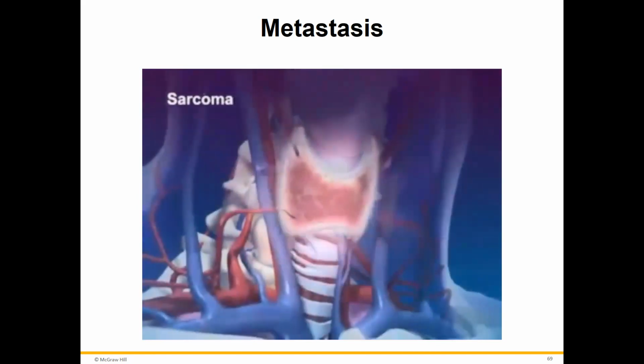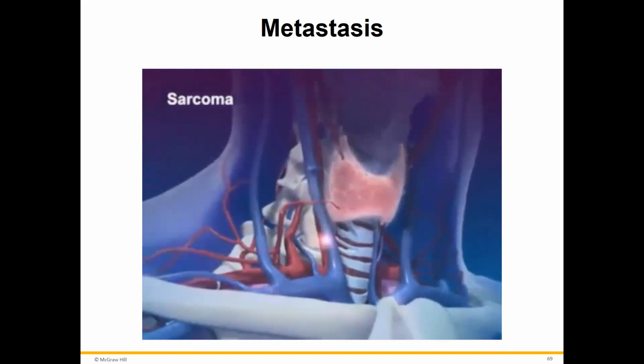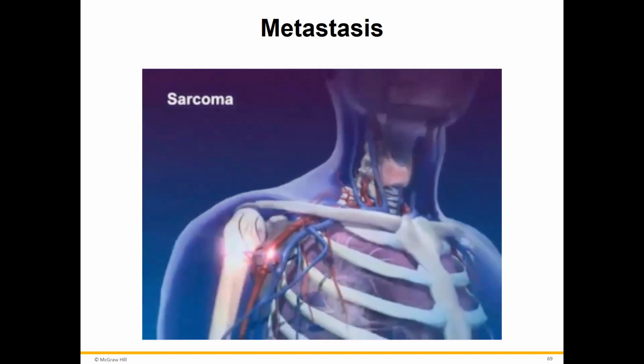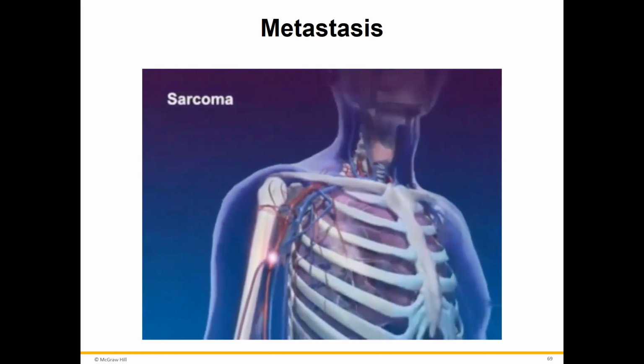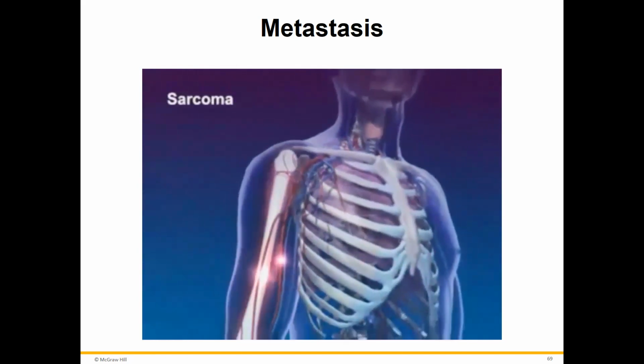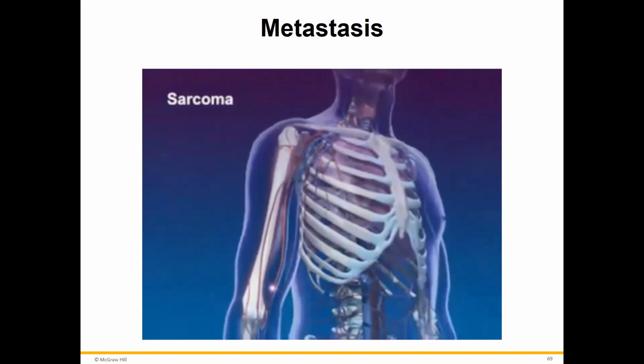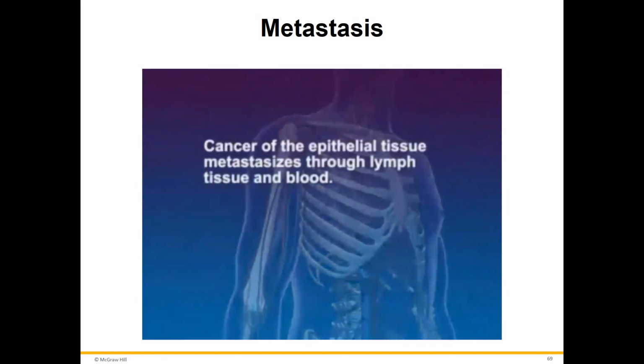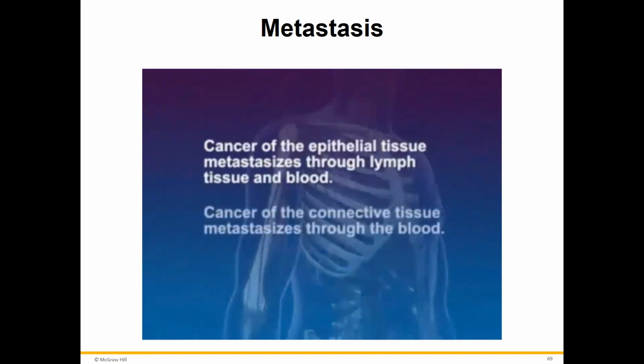Cancer cells of connective tissue, also known as sarcoma, shown here in the thyroid gland, move directly into the general circulation. The cancer cells then metastasize to another site, such as the bone. Cancer of the epithelial tissue metastasizes through the lymph tissue and blood. Cancer of the connective tissue metastasizes through the blood.